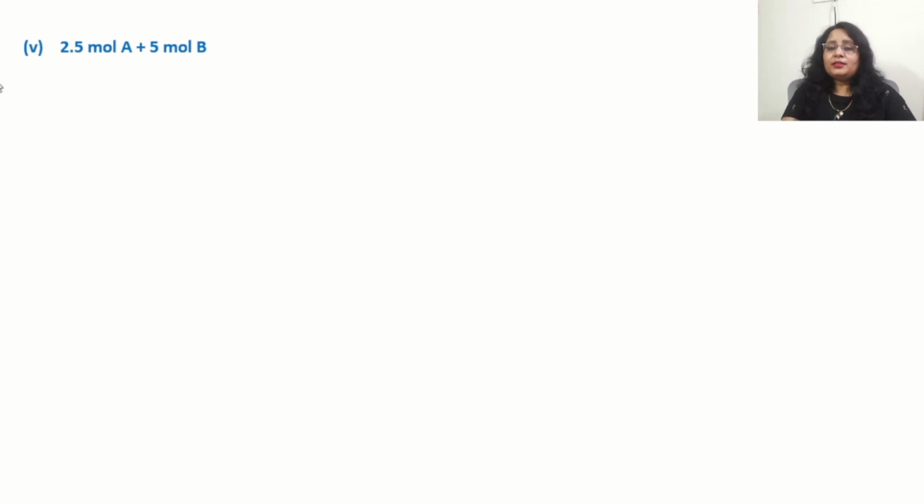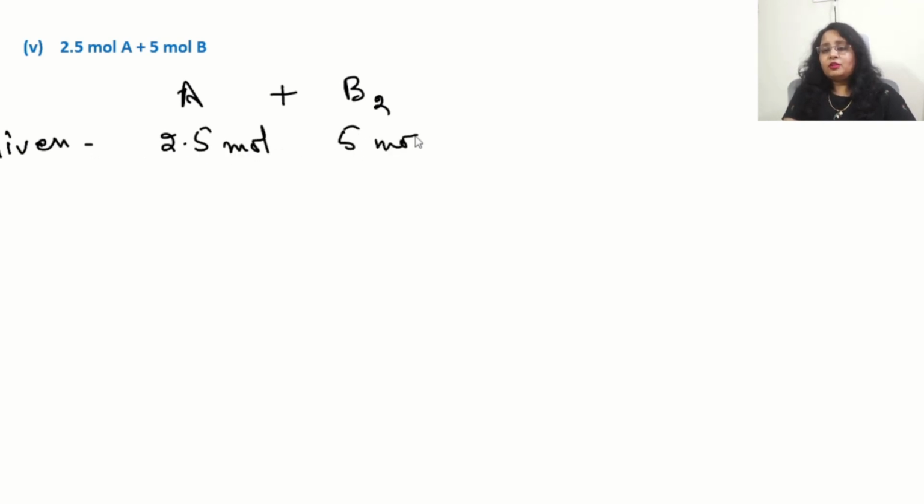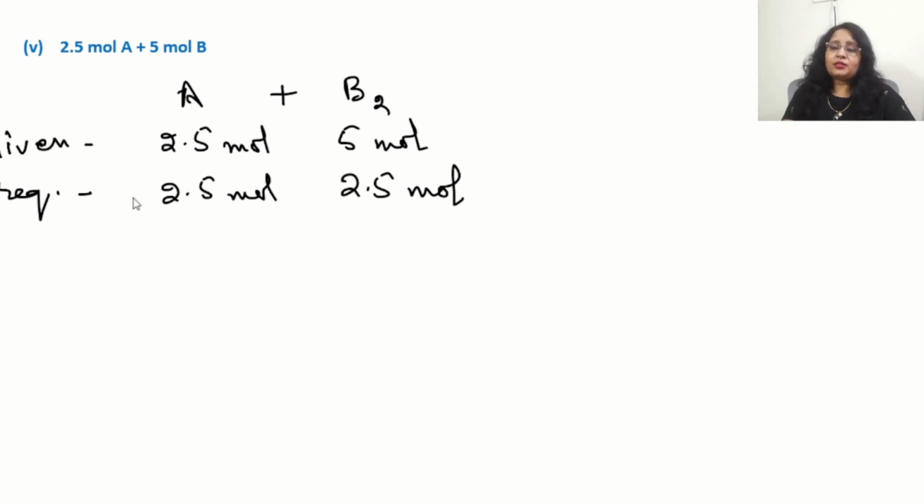One more part is there, the fifth part. Here again we will write the same thing. This makes the calculation easy. The given is 2.5 moles of A and 5 moles of B2. Now, if we take 2.5 moles of A, what is required for B? 2.5 moles, according to the standard reaction.